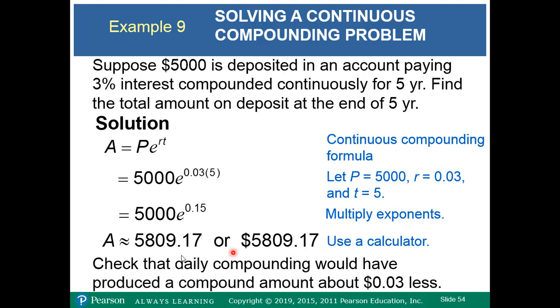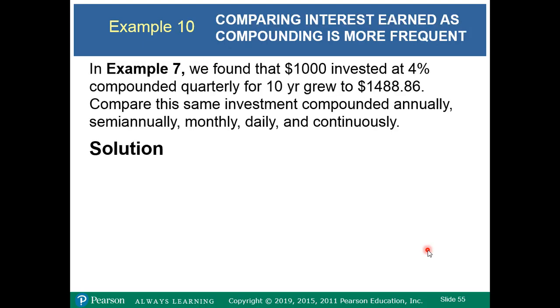Now check that daily compounding would have produced a compound amount of only about 3 cents less. So there's not much difference between continuous compounding and daily compounding. But make sure you use the correct one, because even if you're off by a smidge on the exam, if you use the wrong formula, you're going to be wrong. So make sure you use the right formula and you round appropriately, usually to the nearest penny unless it says otherwise.